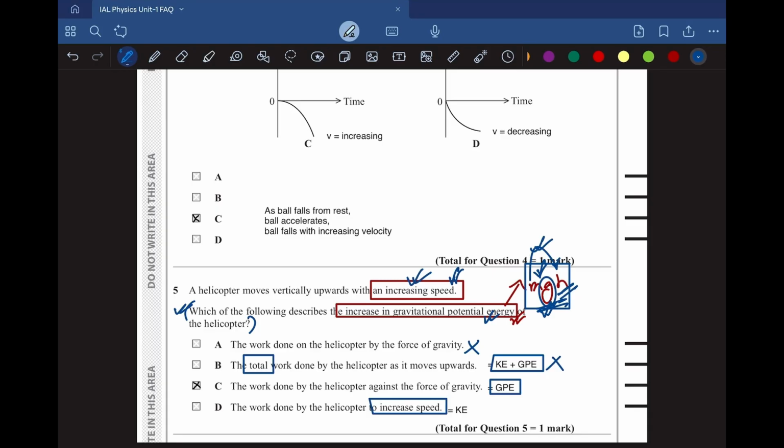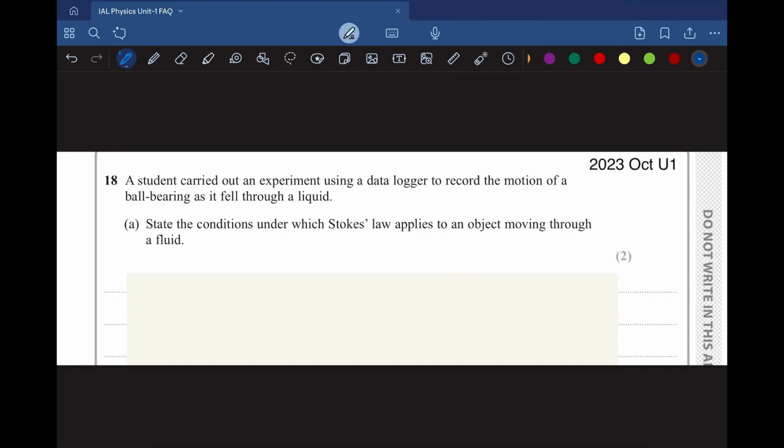Now let's move forward to the next question. A student carried out an experiment using a data logger to record the motion of a ball bearing as it fell through a liquid. State the conditions under which Stokes' law applies to an object moving through a fluid.